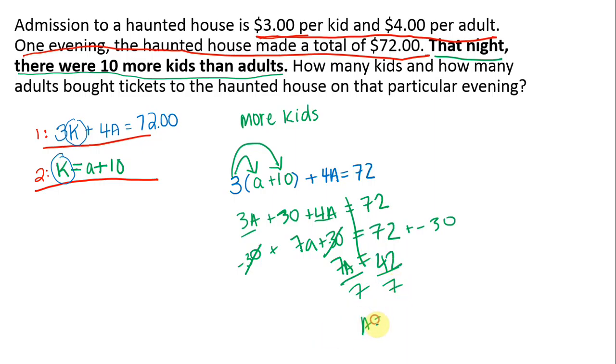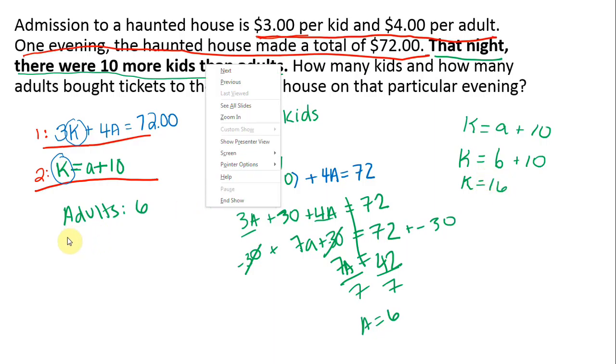And I'll get that A, the number of adults, is 6. Now let's find the number of kids. The number of kids is equal to the number of adults plus 10. I know my number of adults is 6, so K is equal to 6 plus 10. The number of kids is 16.